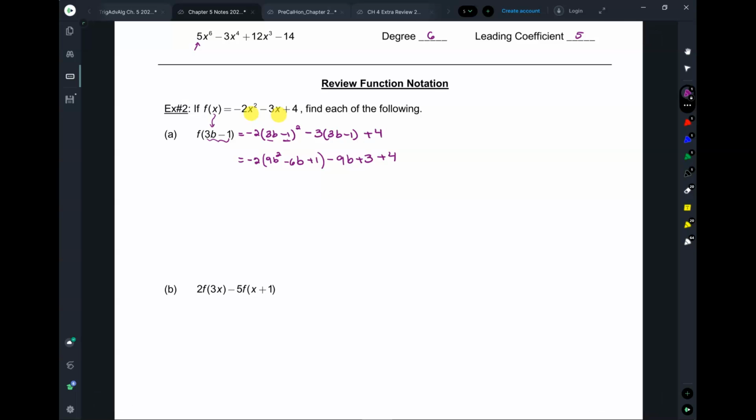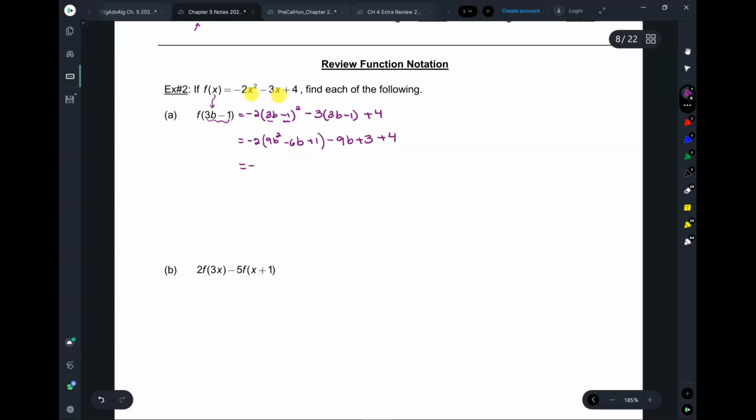Okay, now distribute the negative 2, so negative 18b squared plus 12b minus 2 minus 9b plus 3 plus 4. So finally, that's negative 18b squared, positive 3b plus 5. And we have to simplify it all the way.